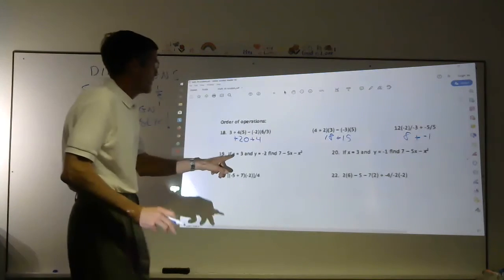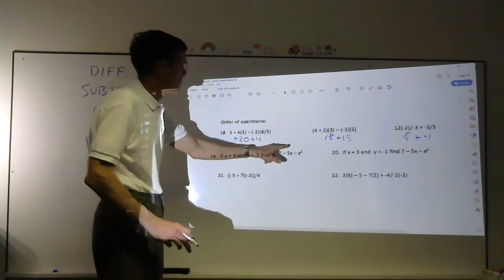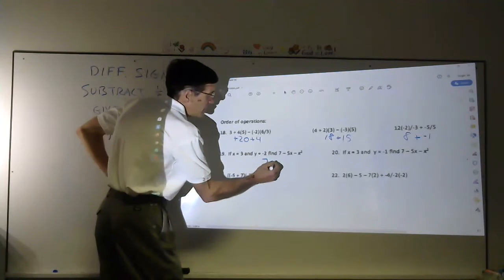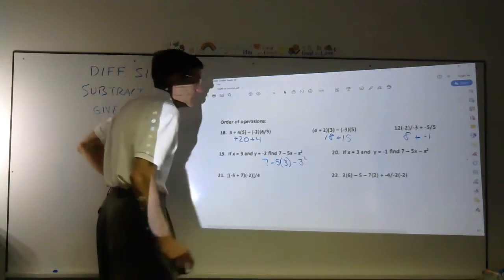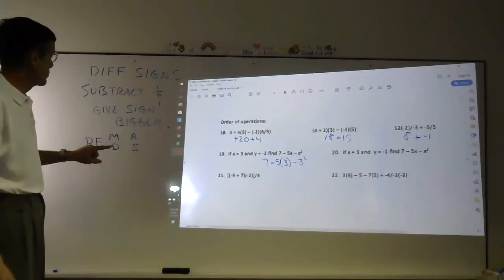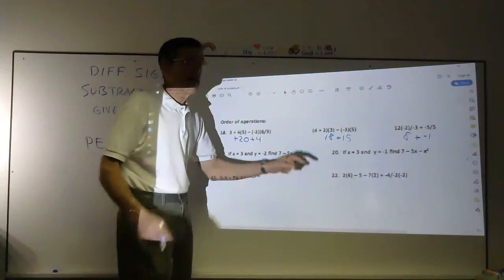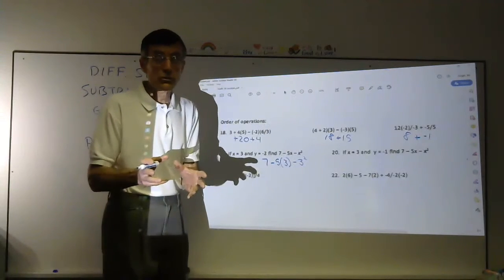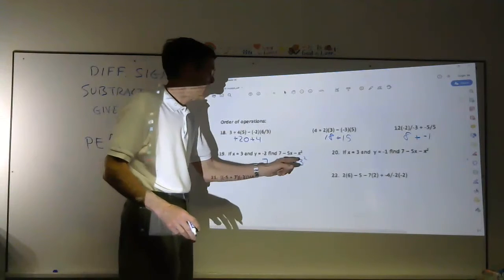All right, so if x is 3 and y is negative 2, I don't see a y, so let's just use x is 3. I'm going to have 7 minus 5 times 3 minus 3 squared. Okay? Now, we do exponents first. 3 squared is 9. That is not negative 3 squared. Remember, we talked about this. It's just 3 squared is 9.